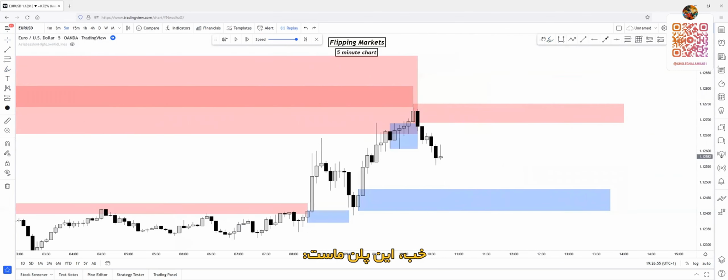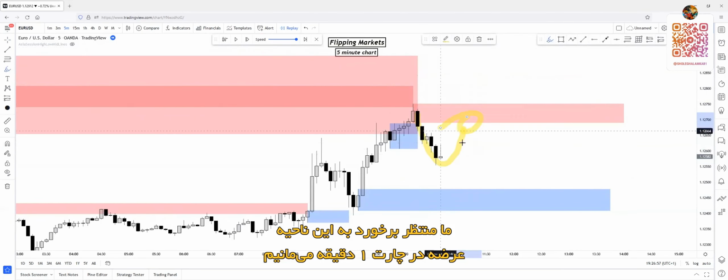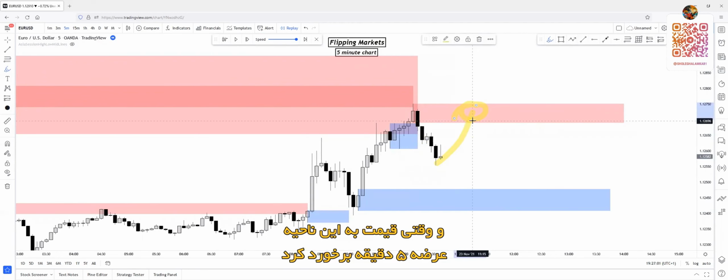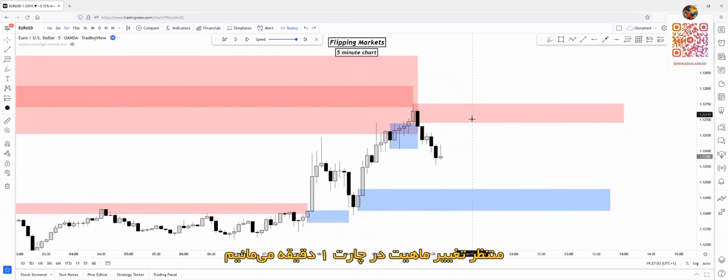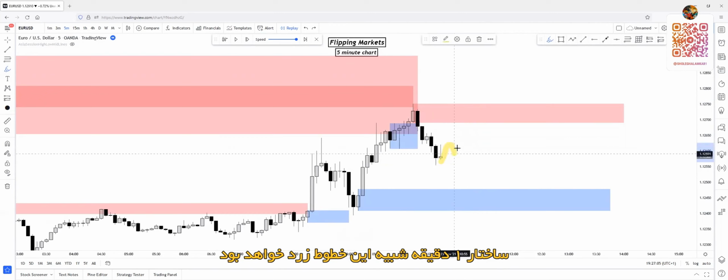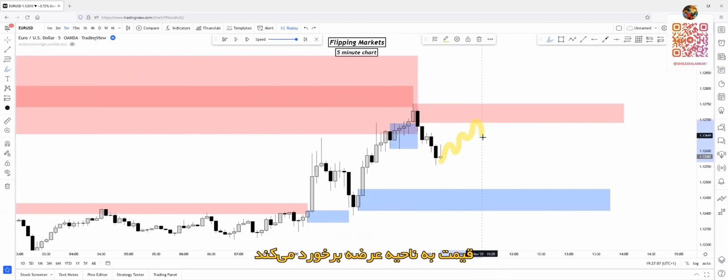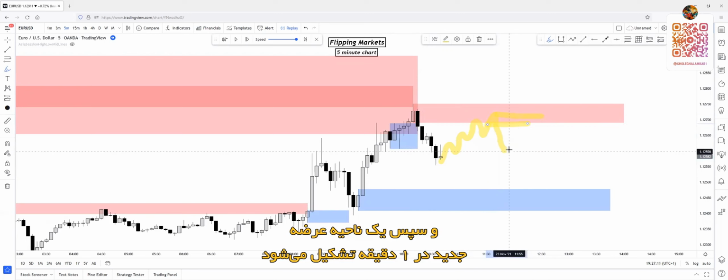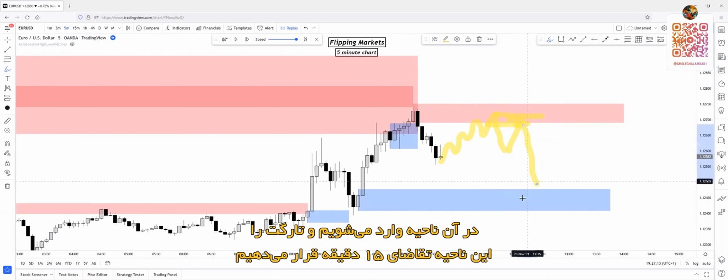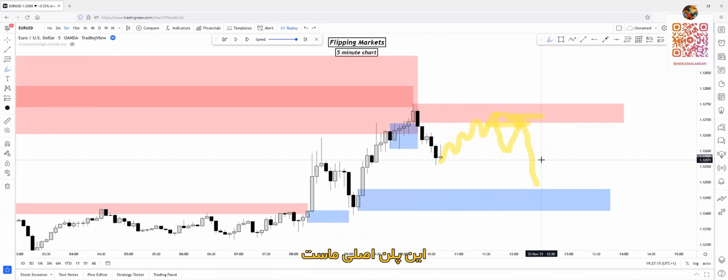Okay, so here's the plan. We are waiting for the tap of this supply zone on the 1-minute chart. And after price taps this 5-minute supply zone, we will wait for a 1-minute change of character. So the 1-minute structure will look like this. Price taps this supply zone, creates a change of character, and then at the freshly created 1-minute supply zone, we will enter the trade and we will target this 15-minute demand zone. This is the master plan here. It's really clear and simple, right?